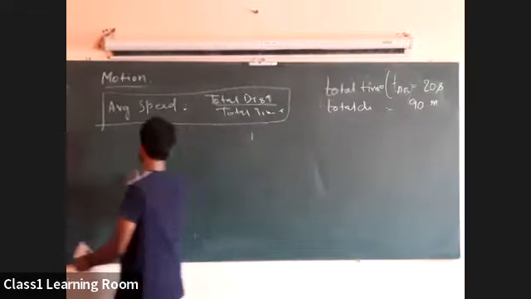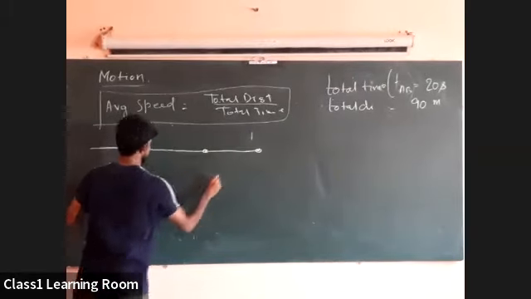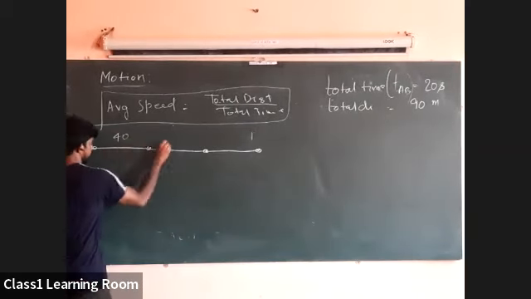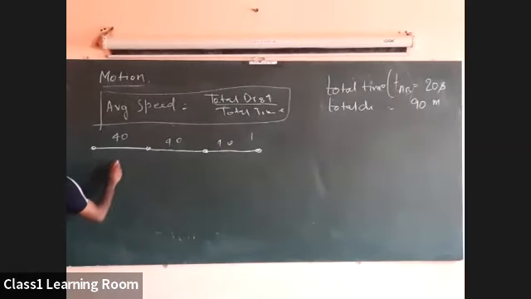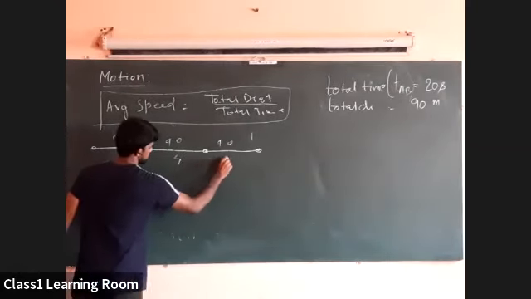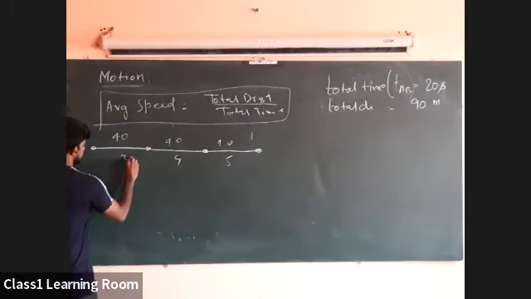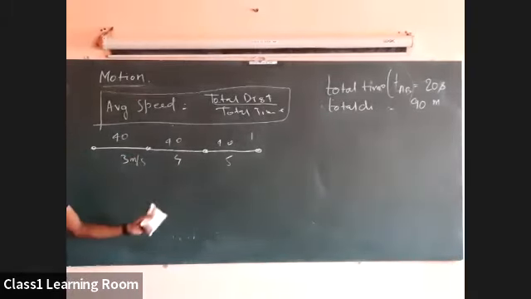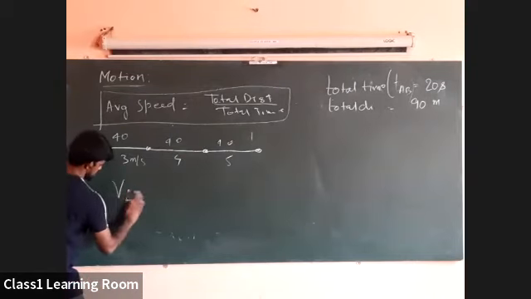See, the previous problem was what? Equal distances, right? In 3 equal parts, 1, 2, 3. So I'm giving 40, 40, 40 meter, and velocity I'm giving 3, 4, 5, in meter per second. Now find the average speed. Just directly put into that formula, you will get the answer. So average speed, I'll write V average.